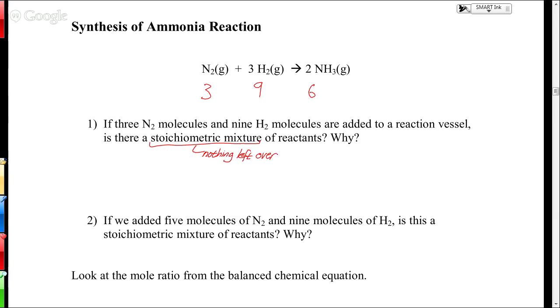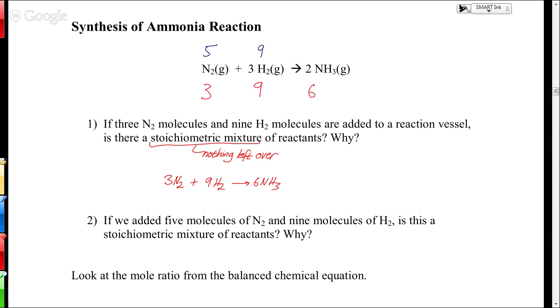Because if we have 3N2 plus 9H2, we can make 6NH3, and that's still balanced. So you see that? All right, let's look at the next one then. If we have 5 molecules of nitrogen and 9 molecules of hydrogen, is that a stoichiometric mixture? It's not. Why not?